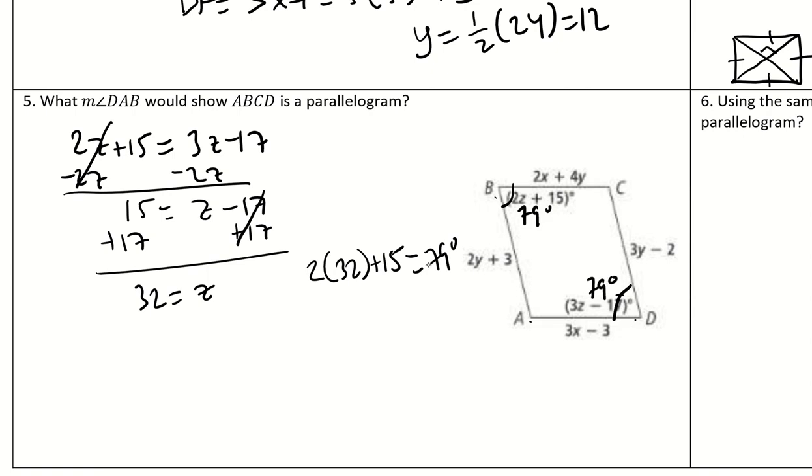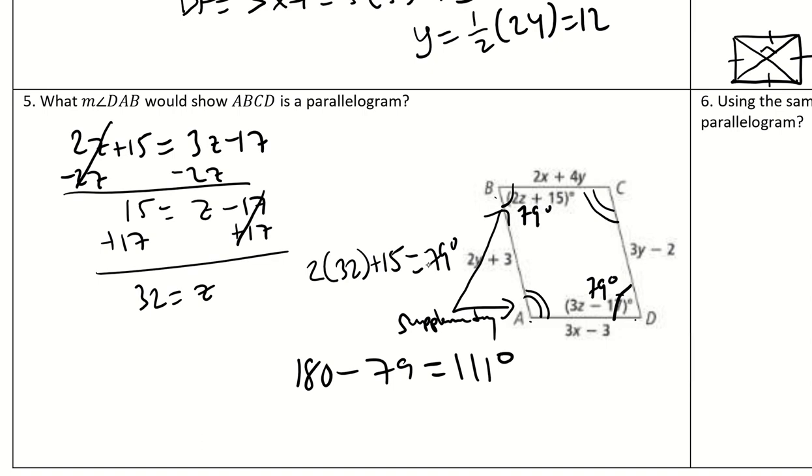Now to find this question mark angle, we know that these two opposite ones have to be the same, and that these two are supplementary, which means that they add up to 180. So we do 180 minus 79, which is 101, and that gives us this angle. Okay, so that's your answer. The measure of angle DAB is 101.